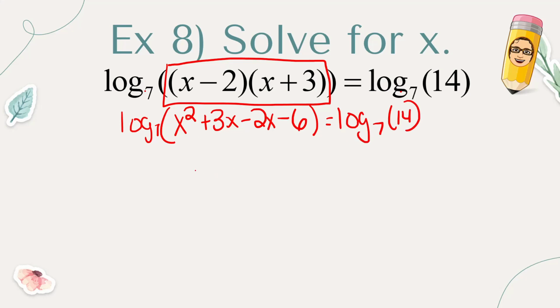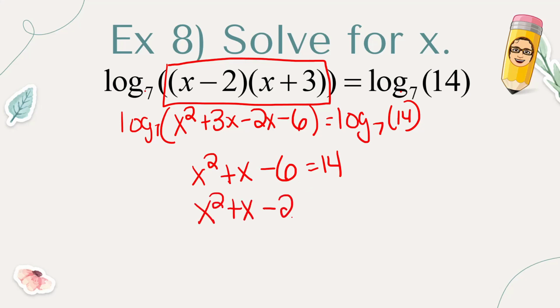I can just cancel the logs. Not technically cancel, but just drop them because I really don't care about them since they're the same. Combine my like terms. Oh, it is a squared. Solving a quadratic, I probably want to get everybody on the same side. So x squared plus x minus 20, just subtracted the 14 here, is equal to 0. I got a quadratic.